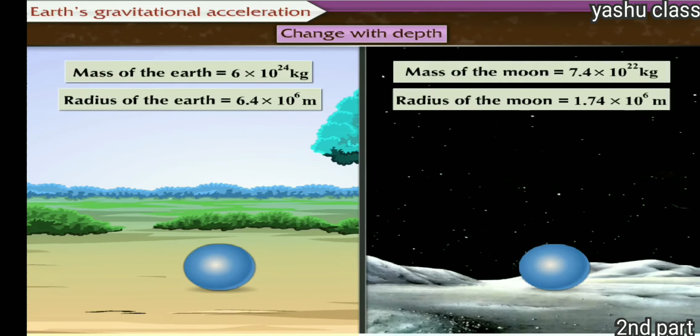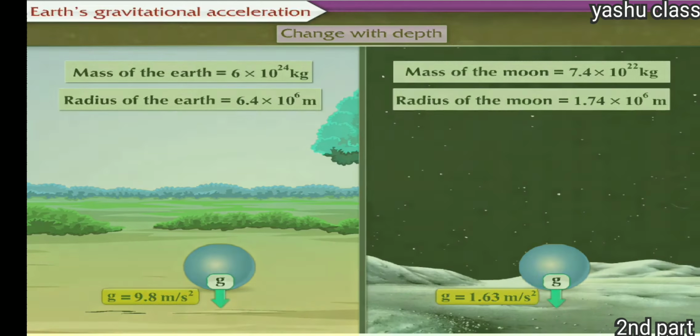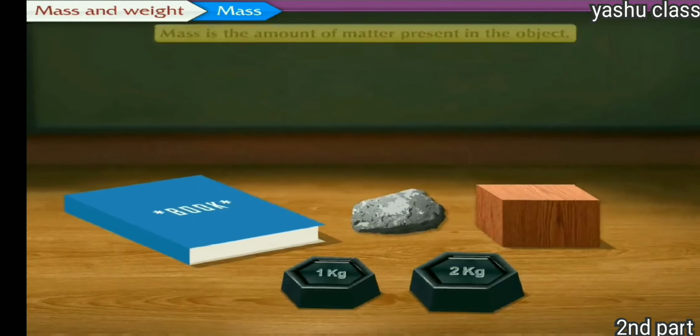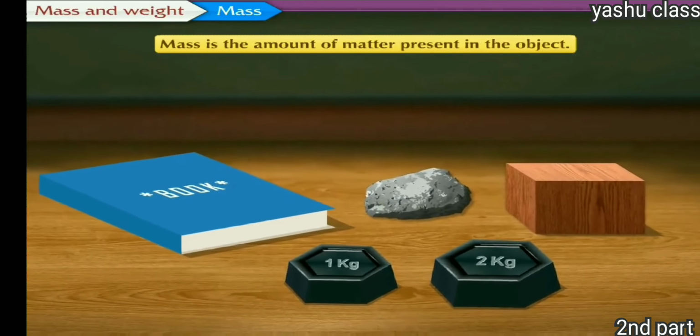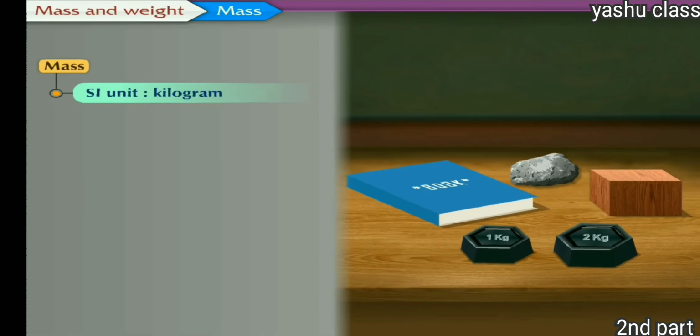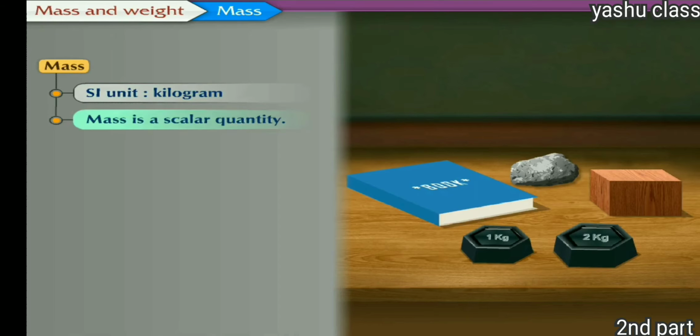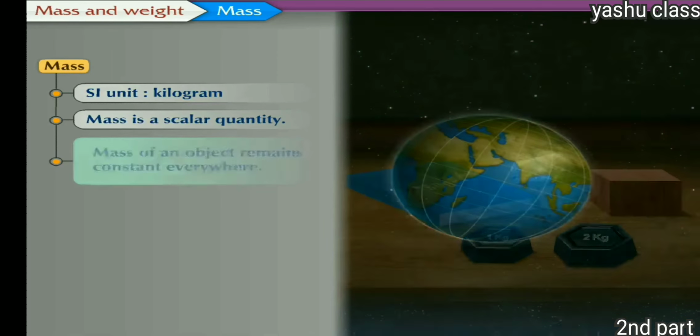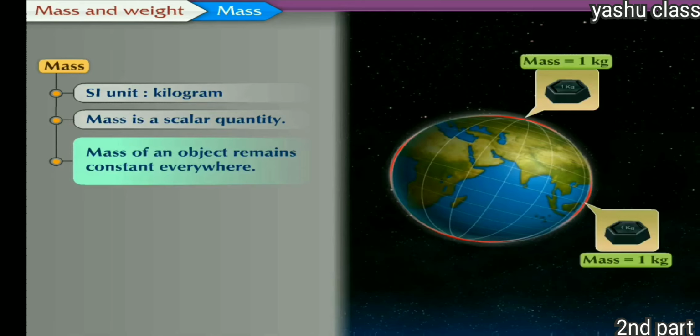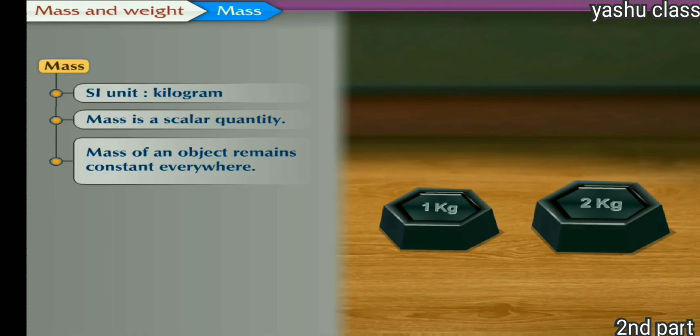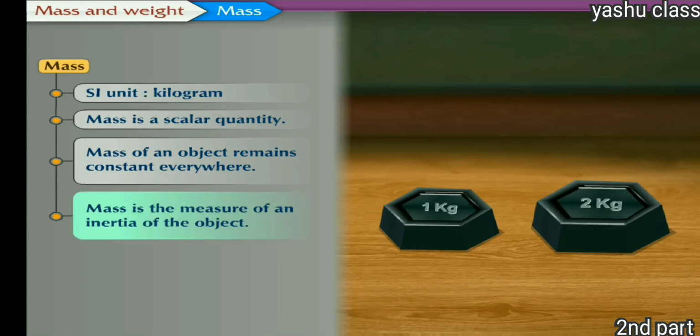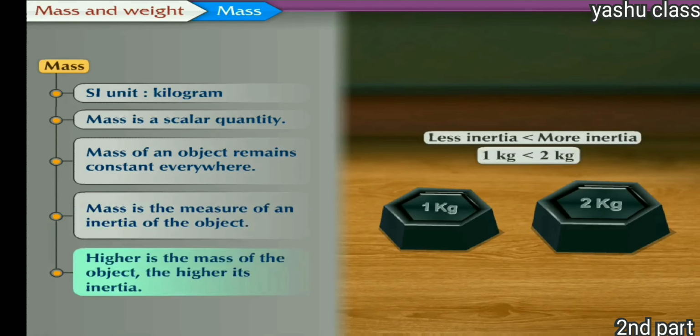The mass and radius of every planet and satellite is different. Hence, the value of acceleration due to gravity on their surfaces are different. Mass and weight. Mass. Mass is the amount of matter present in the object. The SI unit of mass is kilogram. It is a scalar quantity. The mass of the object remains constant everywhere. As per Newton's first law, mass is the measure of the inertia of the object. Higher is the mass of the object, the higher its inertia.